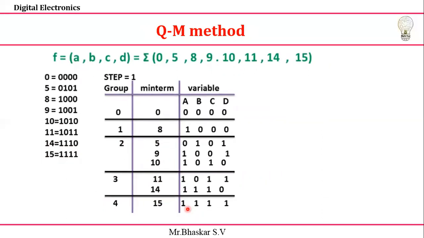Let's move on to group 4. Group 4 is nothing but 15, the value is 1111, so it consists of 4 ones. So this is the first step. What we are going to do is separate based on the number of ones. Here in the first group there are no ones, or only one. Here 2 ones are there, here 3 ones are there, and next 4 ones are there. This is the first step.